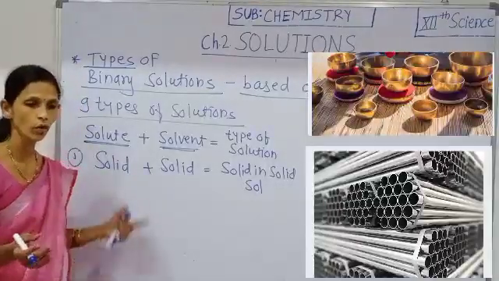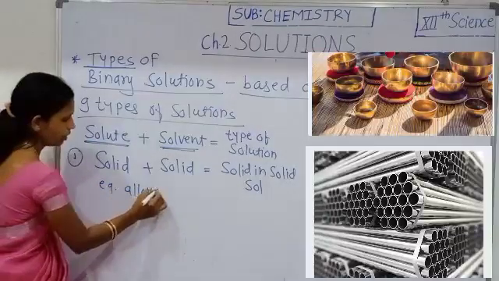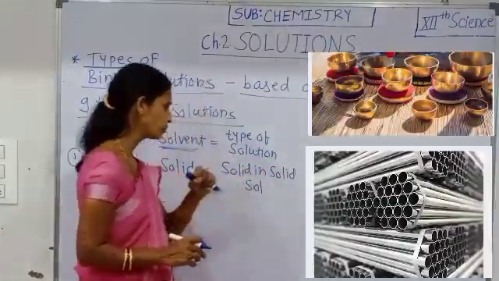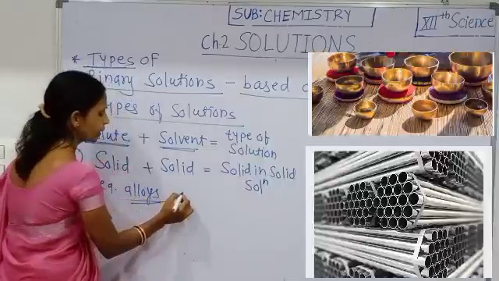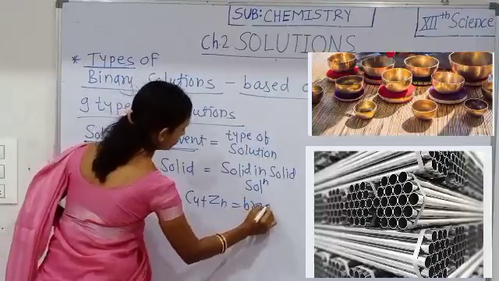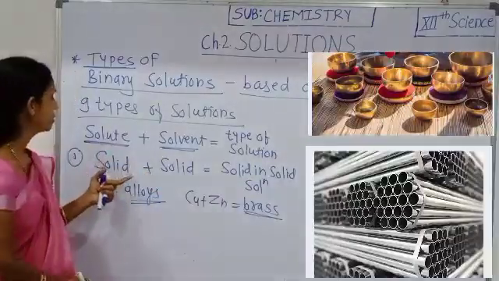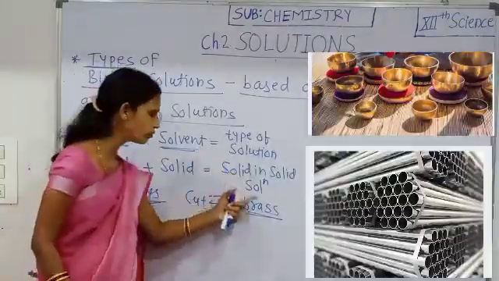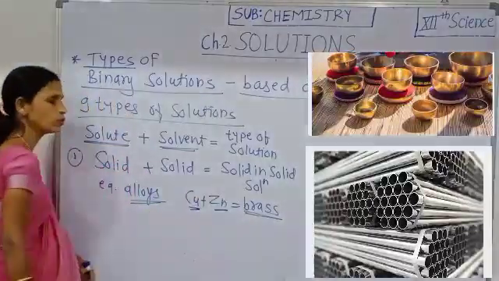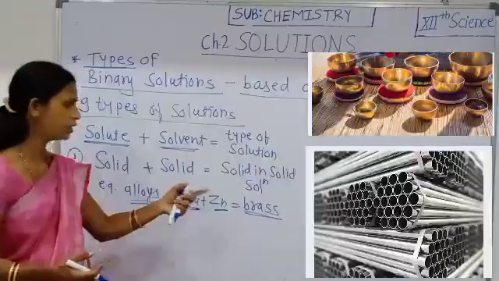The example of solid in solid is alloys, different alloys, which are a solid in solid type of solution. For example, copper plus zinc gives brass, and brass is an alloy which is a solid in solid type of solution, because here copper is solid as well as zinc is also solid. Brass is one of the alloys, a homogeneous mixture of copper and zinc.